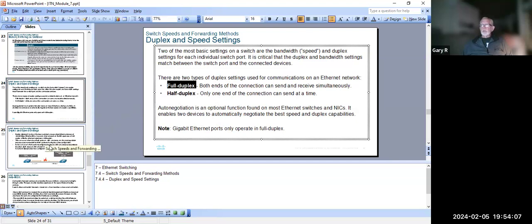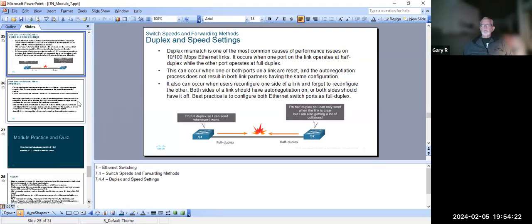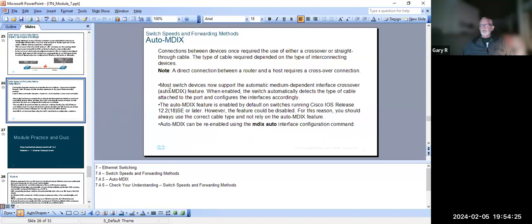Speeds can also be negotiated. You want to make sure that each side is operating at the same speed. So you might have one operating at 10 megabits per second, the other operating at 100, and that won't work. And then we have what's called auto MDIX. What that means is that basically the switch is going to be able to detect exactly the speed and the right duplex settings for each port and use those settings accordingly.